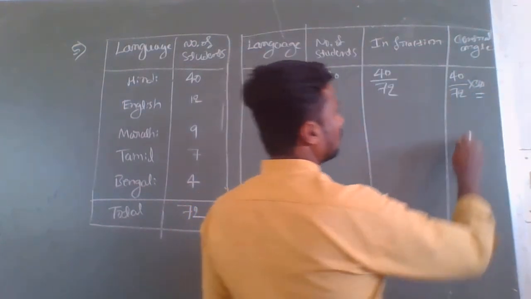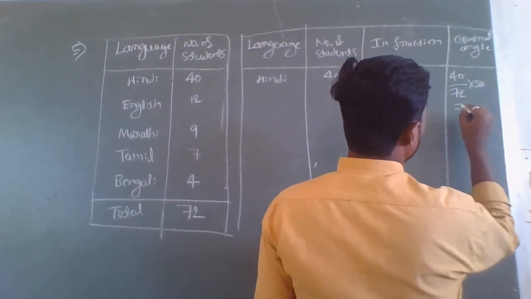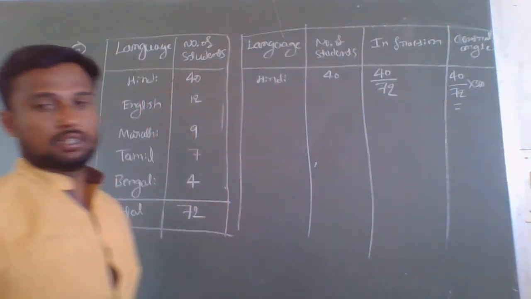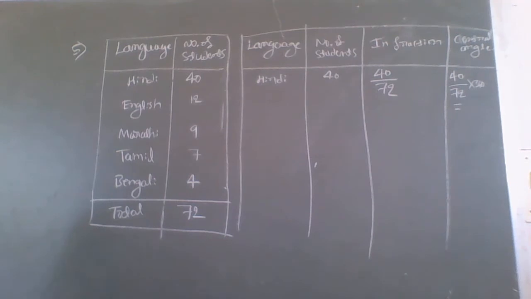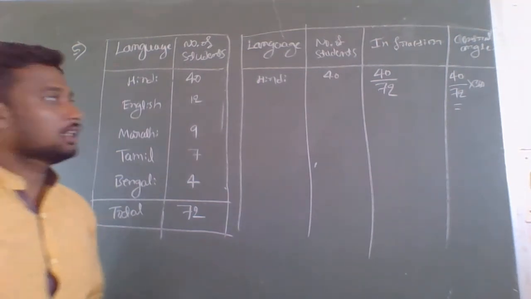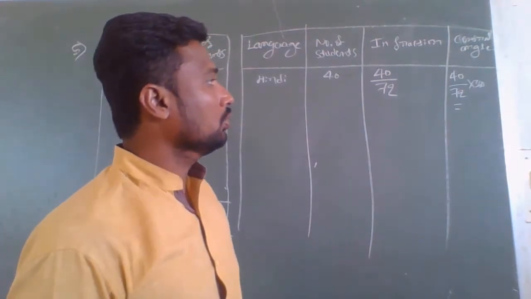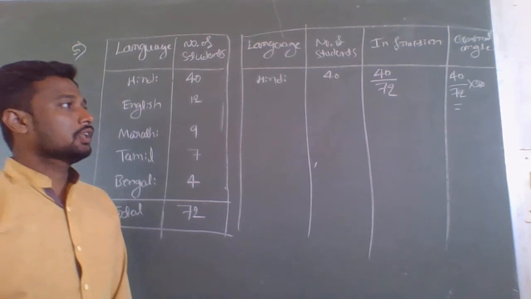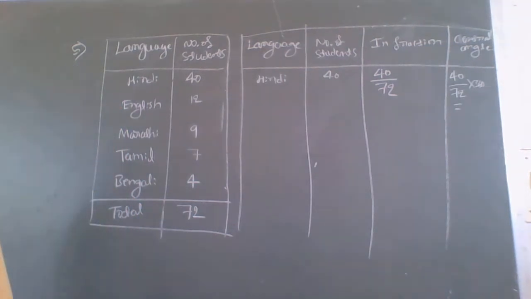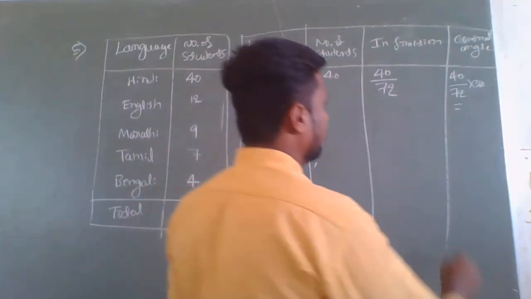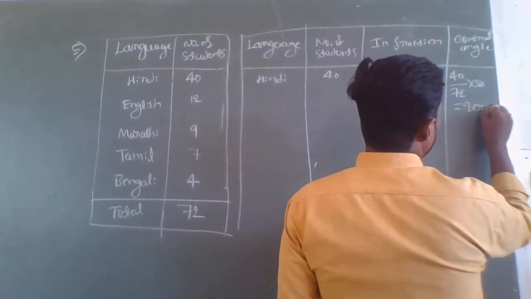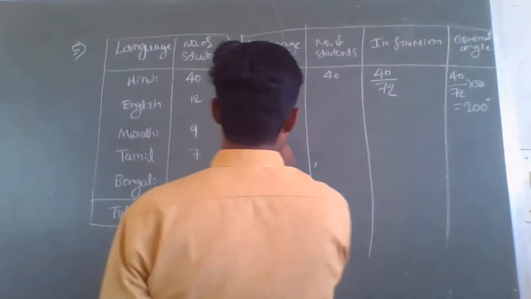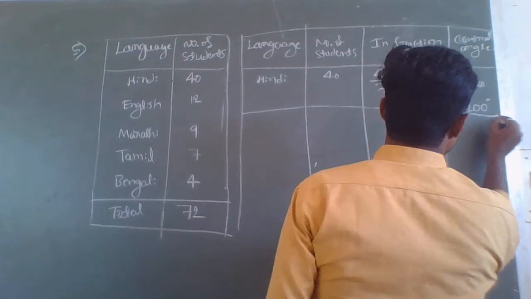Sorry, 40 by 72 into 360. So try to calculate that. Here I will write directly 40 by 72 into 360. Try to calculate that. What will you get? The answer is 200. After calculation you will get 200 degrees for Hindi.